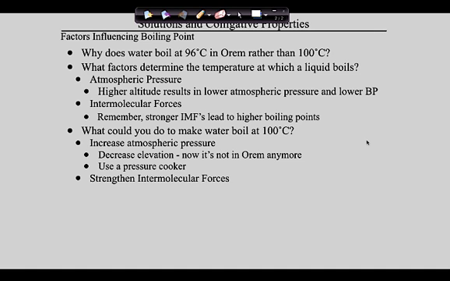So guys, what on earth could we do to this water to make the intermolecular forces stronger? Well, we can't make the molecules more polar. So what could we do to this water in order to make the boiling point go up by strengthening intermolecular forces? Add salt. Guys, if you dump salt in here, the boiling point will go up above 96. You dump sugar in here, the boiling point will go up above 96. But if you dump sand in here, the boiling point will not change.